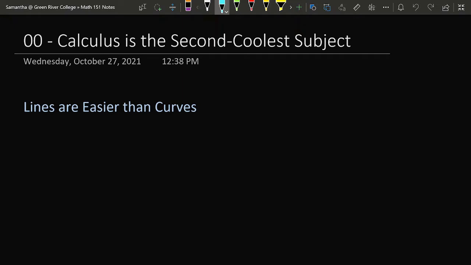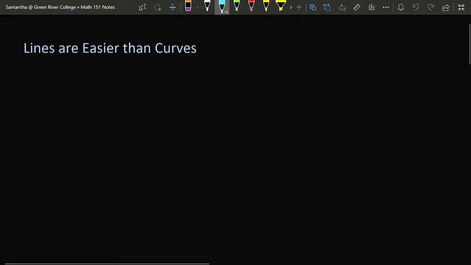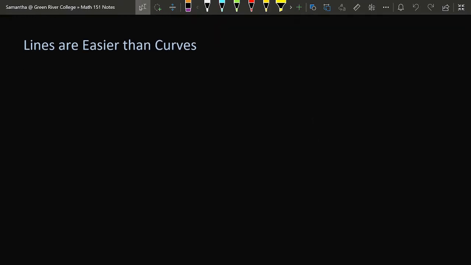I would say that in this class, calculus and the tools of calculus are going to have three main applications. The first main application is that we're going to be able to take something which is curved and which is complicated and break it down into something linear, which is easy enough that many of you probably encountered it in your beginning algebra courses.